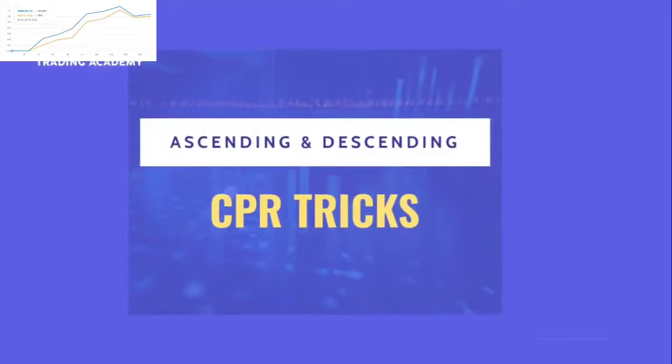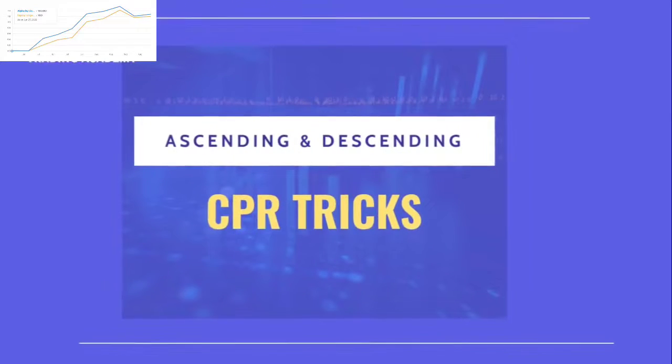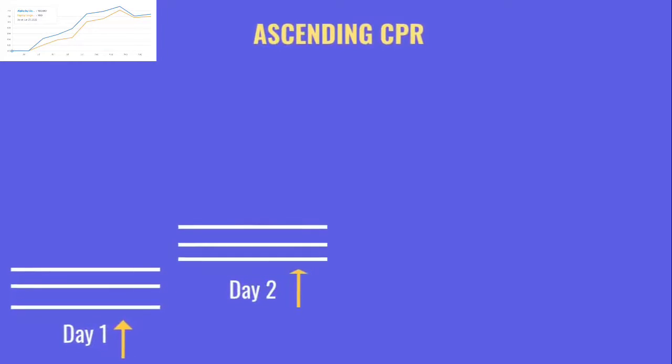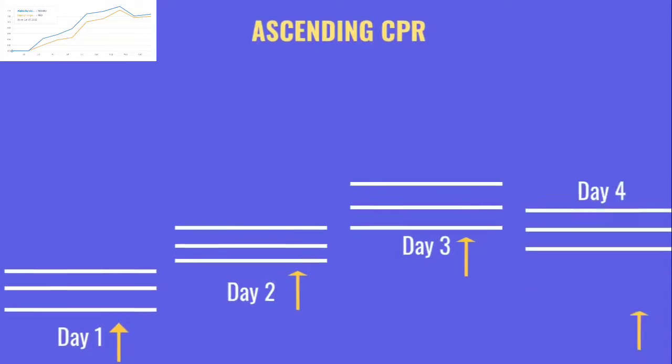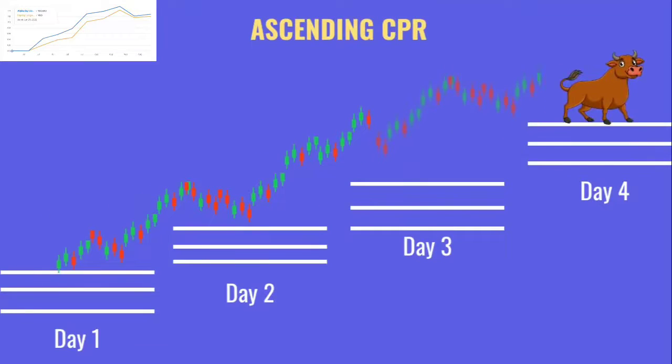In this video we're going to see about ascending and descending CPR tricks. If the level of CPR is increasing like this every day, then it is called ascending CPR. Whenever the CPR value is moving higher and higher, you can expect a bullish move, because it is forming one above another, like climbing the stairs.